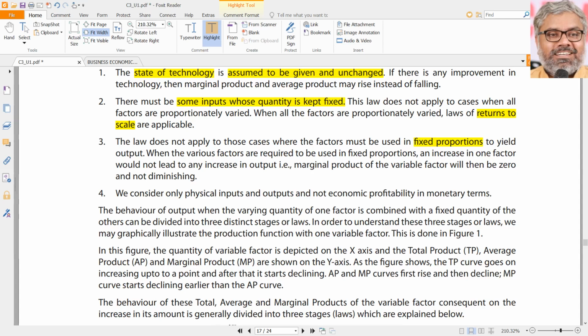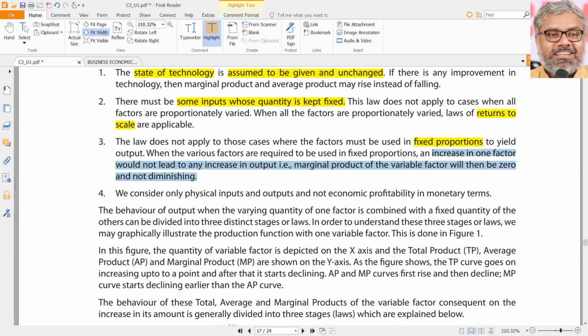If that is the case, then this law will not hold good. Why? Because while studying this law, we are talking about increase in only one factor. Only one factor we are changing. That may not lead into the increase in output because other factors are not changing according to this, because we are keeping all other factors as fixed.